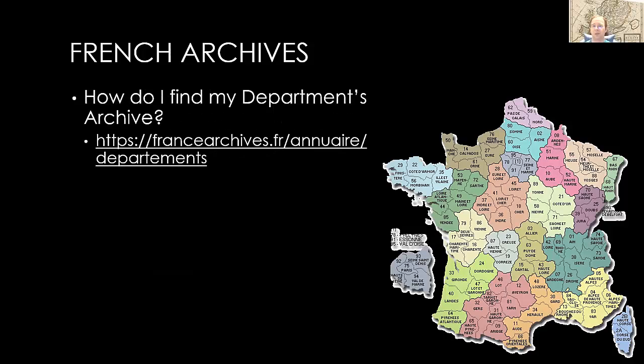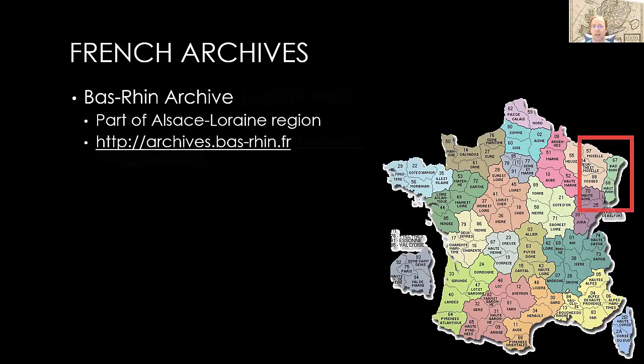So how do you find your archive? You can find this map if you go to the link that I have on the screen here, francearchives.fr, and go to departments there. I'm going to give you an example. Maybe you know that your ancestor is from Alsace-Lorraine. When you look up Alsace-Lorraine, that actually consists of 3 departments: Moselle, Bas-Rhin, and Haut-Rhin. So I'm going to show an example of what the Bas-Rhin region looks like in their archives.